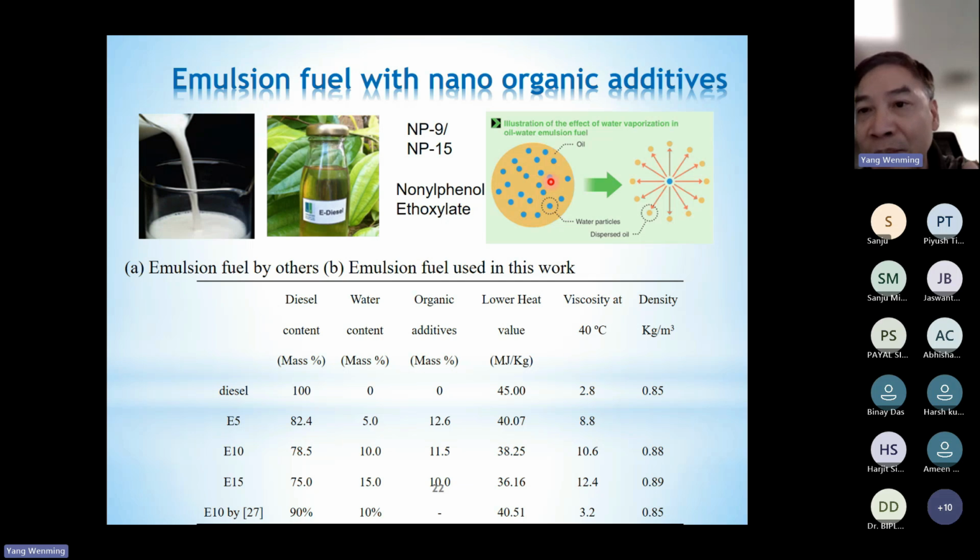When the water droplets explode, the oil surrounding the water droplets will break into many smaller droplets. Correct. By this way, we can break the bigger oil droplets into smaller oil droplets. So by this way, we can increase the surface area of the fuel, correct? And also improve the fuel mixing process.